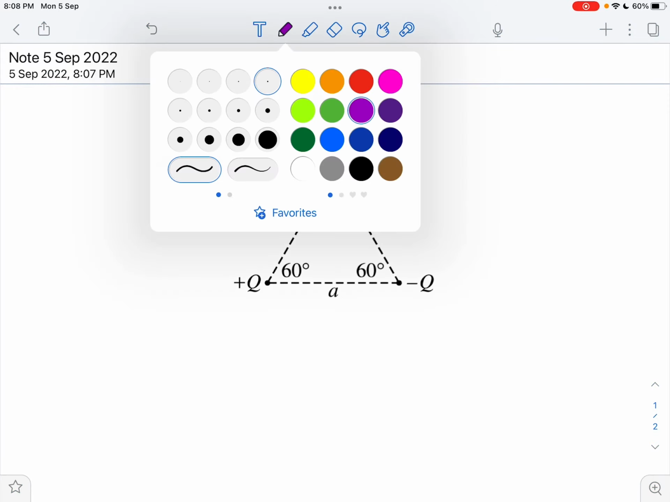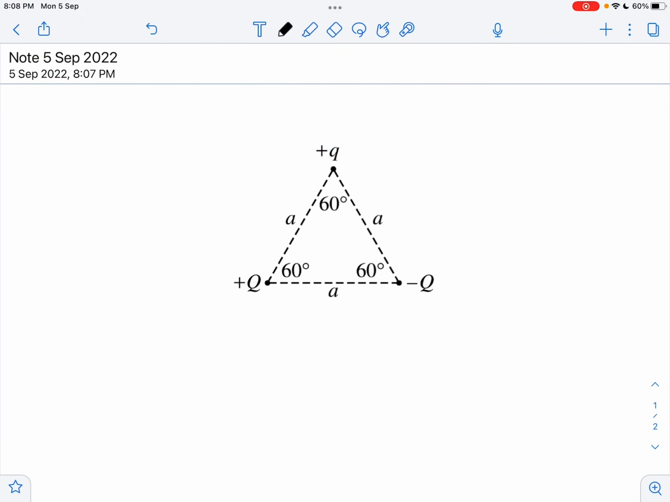Hi everyone. The question here is to find the magnitude of the force and direction of the force exerted on the smaller charge plus Q. So, first, the positive charge Q will exert a repulsive force on the plus Q. So that force is going to be in this direction.